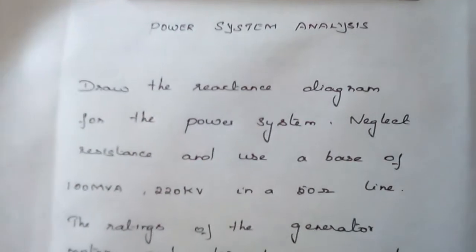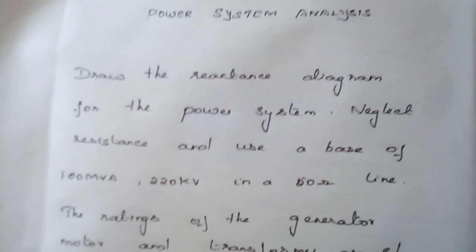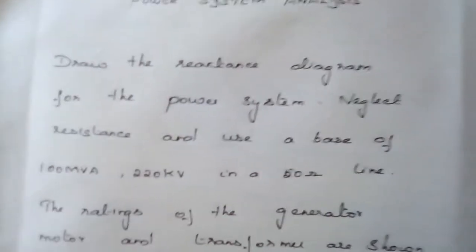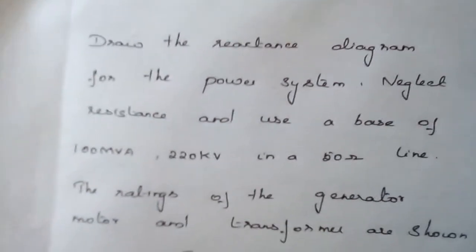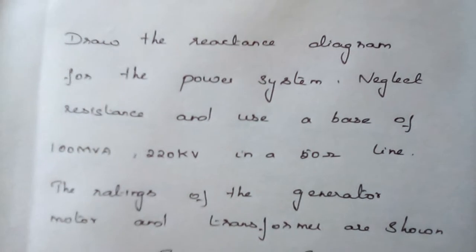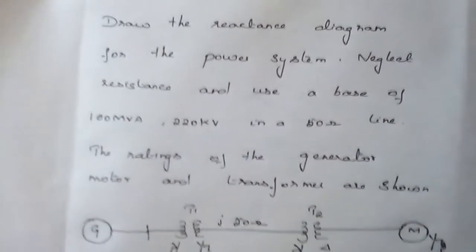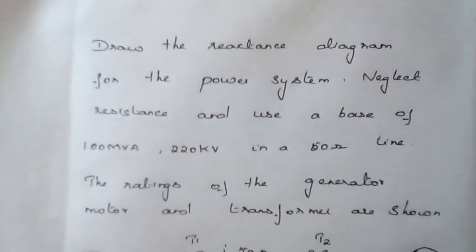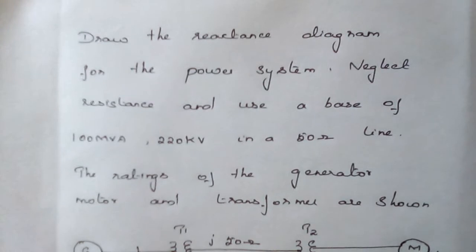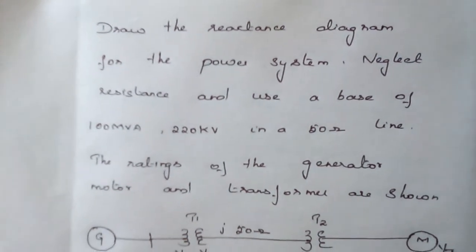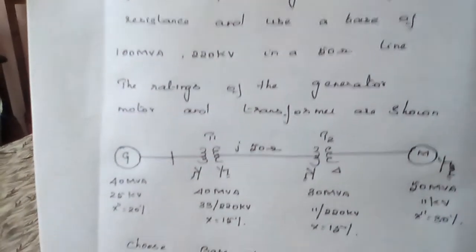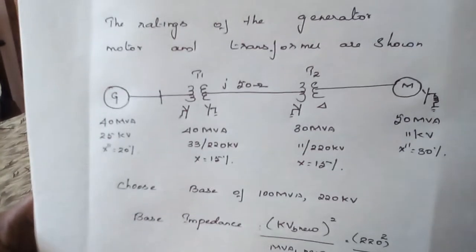Today, in this session, let us see how to draw the reactance diagram for the provided single line diagram. We have already discussed the same problem, and today we are going to discuss another case. The given question is: draw the reactance diagram for the power system, neglect the resistance, and use a base of 100 MVA, 220 kilovolt in a 50 ohm line. The ratings of the generator and transformer are shown.